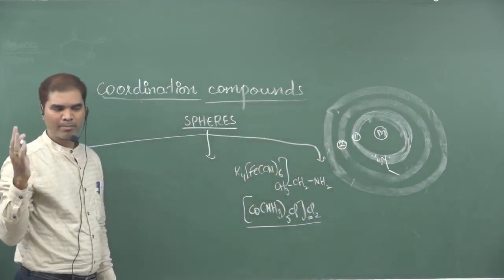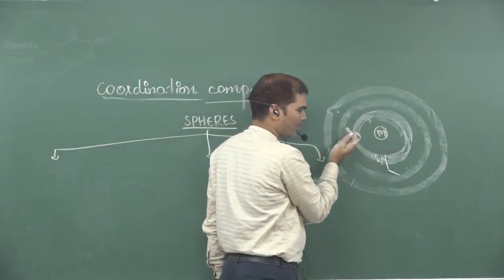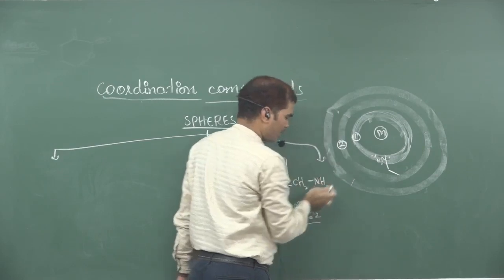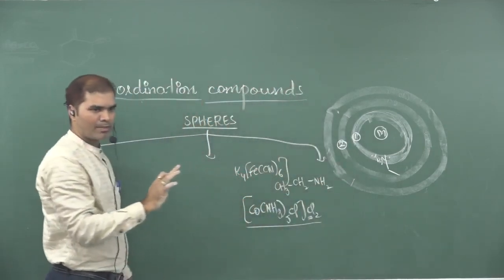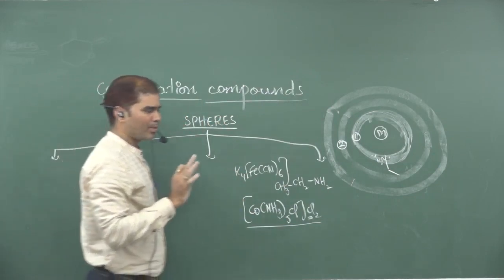So first of all you have a coordination sphere. Coordination sphere could be primary or it could be a secondary coordination sphere. Apart from a coordination sphere, you also have a ionization sphere. Some complexes will have ionization sphere, some complexes do not have. It is not a compulsion. Some have, some do not have.